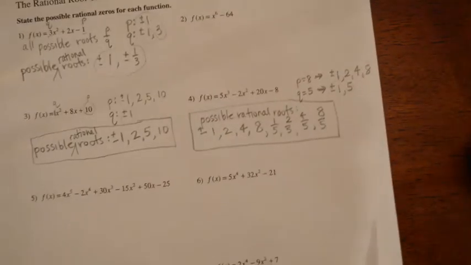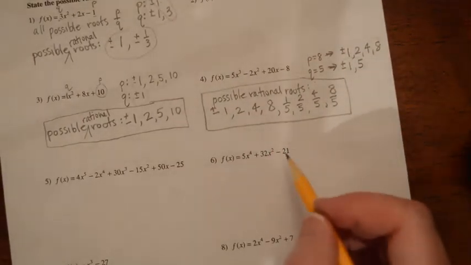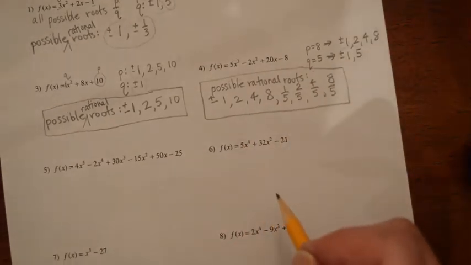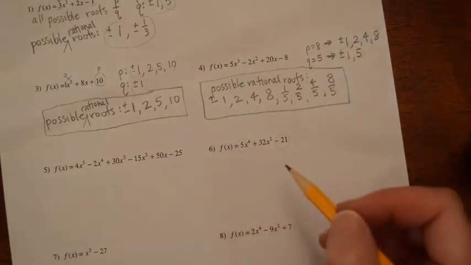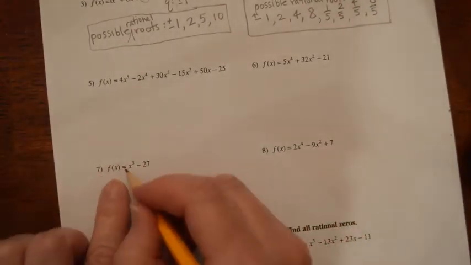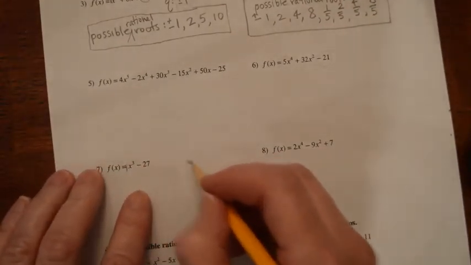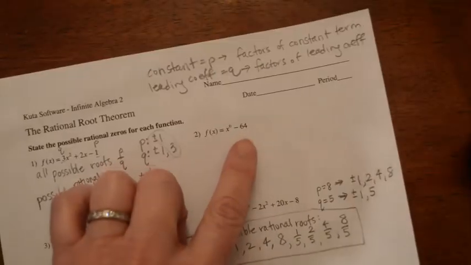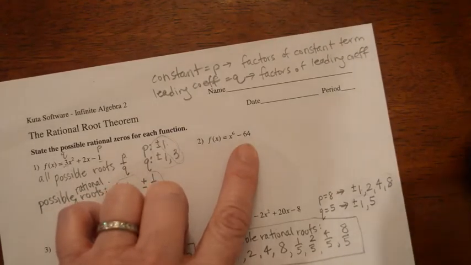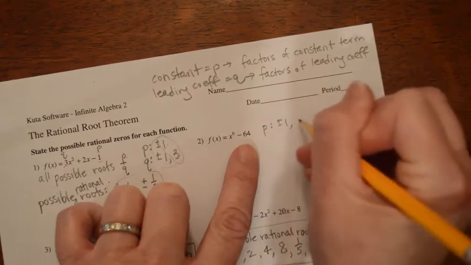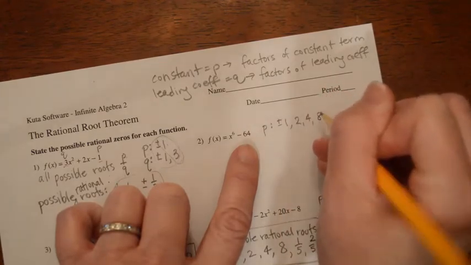All right. The more factors that these have, the more possible roots that you're going to get. The less factors, the less possible rational roots. So for example, right here, 27 has very few factors and 1 only has positive or negative 1. So we're going to get fewer here than we would say here. 64 has a ton of factors. In fact, if we list all of them, we get plus or minus 1, 2, 4, 8.